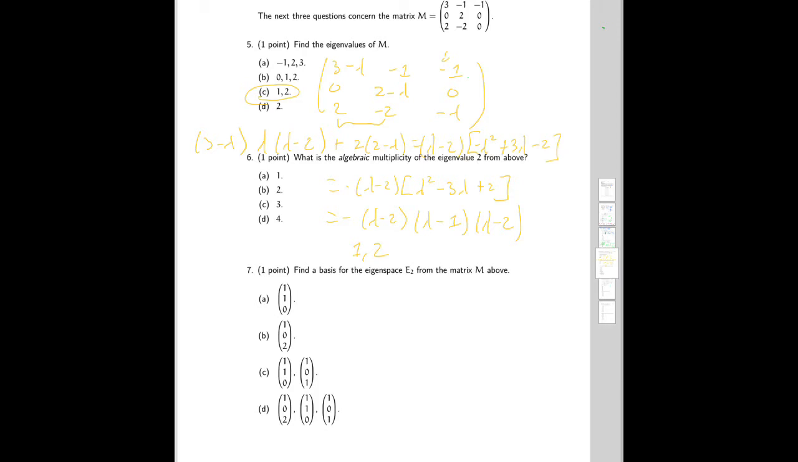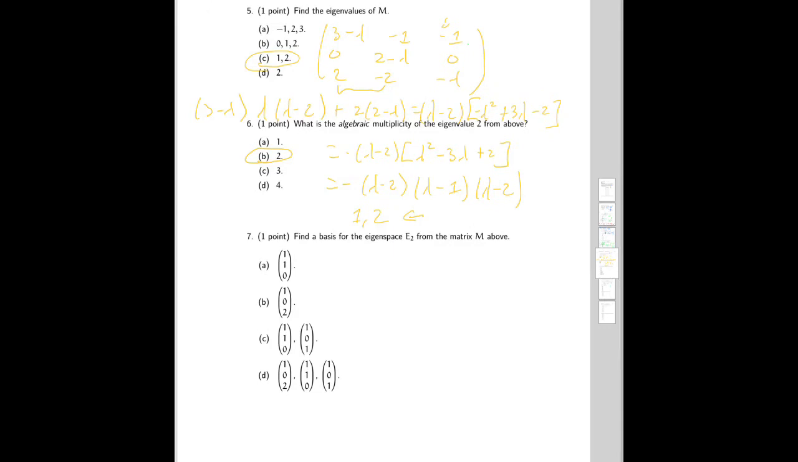The algebraic multiplicity of the eigenvalue 2 is going to be 2 because it is a double root of this characteristic polynomial. So the algebraic multiplicity is 2. Okay, and so now we want to find an eigenspace, or a basis for the eigenspace E2. So in other words, we need to find a basis for the eigenvectors associated to 2.